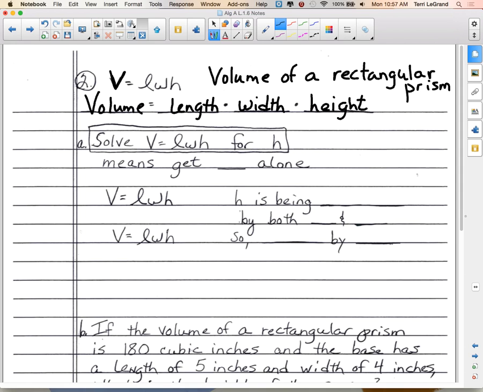If I asked you to find the volume of this room, which is actually a rectangular prism, we would take the length of the room times the width of the room times the height of the room, and we would know the volume of the classroom.